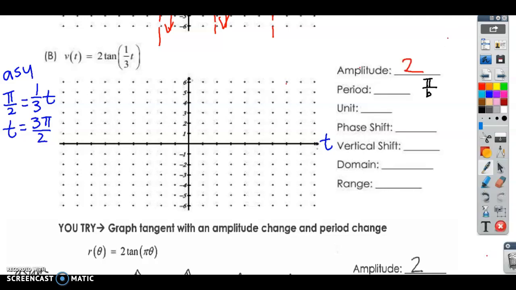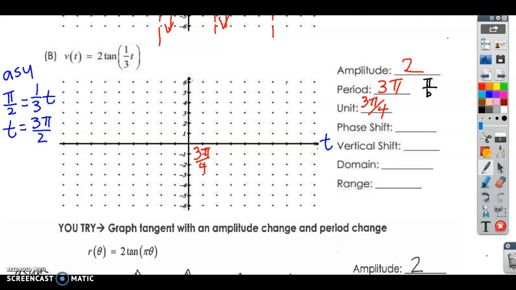Okay, 2. All right, period is going to be pi divided by b. B is the number in front of our variable, here it is t. Most of the time we use f of x, but here we've got v of t. So if I do pi divided by 1/3, never dividing by a fraction, I'm always multiplying by the reciprocal. Pi divided by 1/3 is the same as pi times 3. So that's 3 pi, which makes my unit, I take that and divide by 4, 3 pi over 4. That's the number I'm writing or counting by. So 3 pi over 4 is the number I'm going to be counting by.